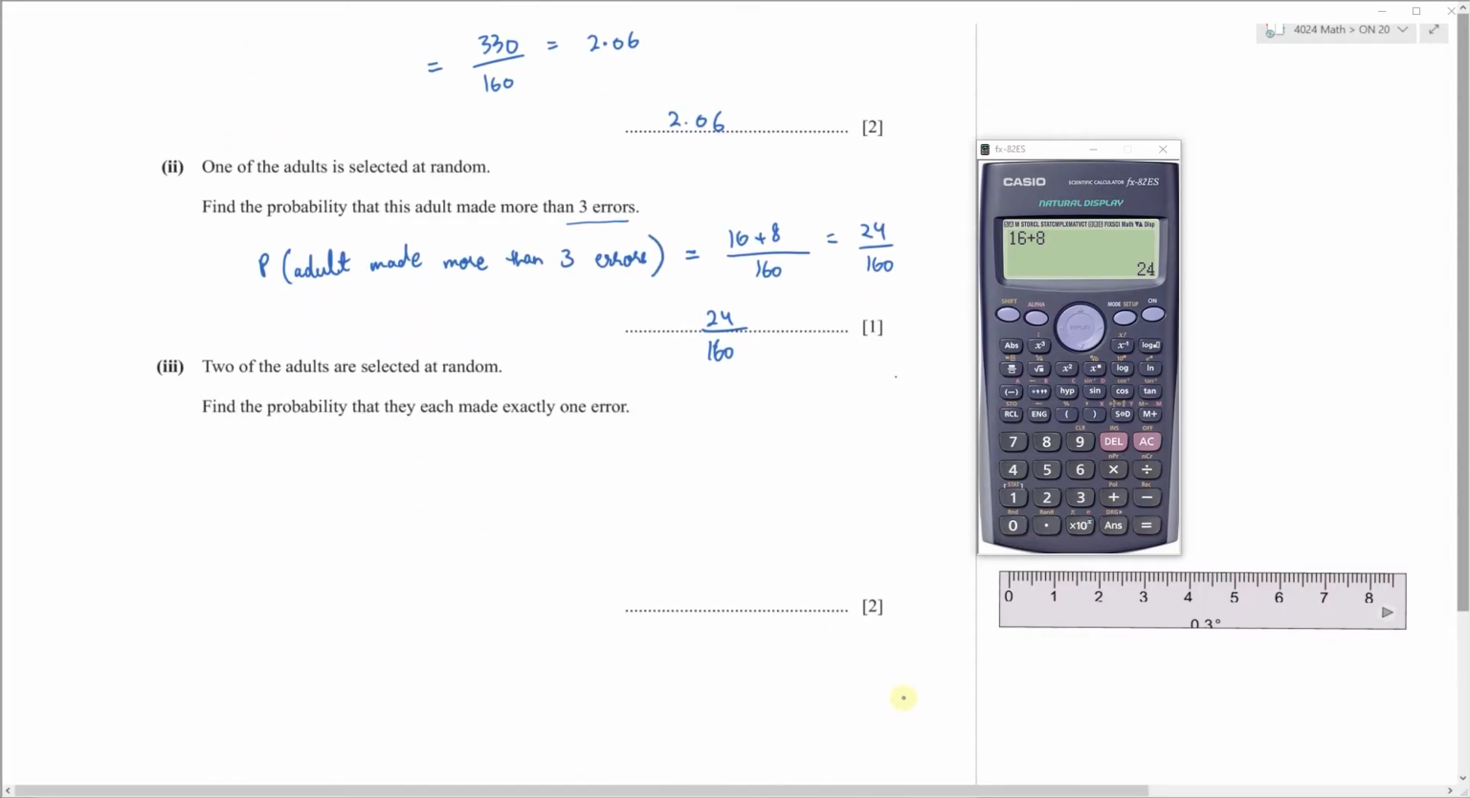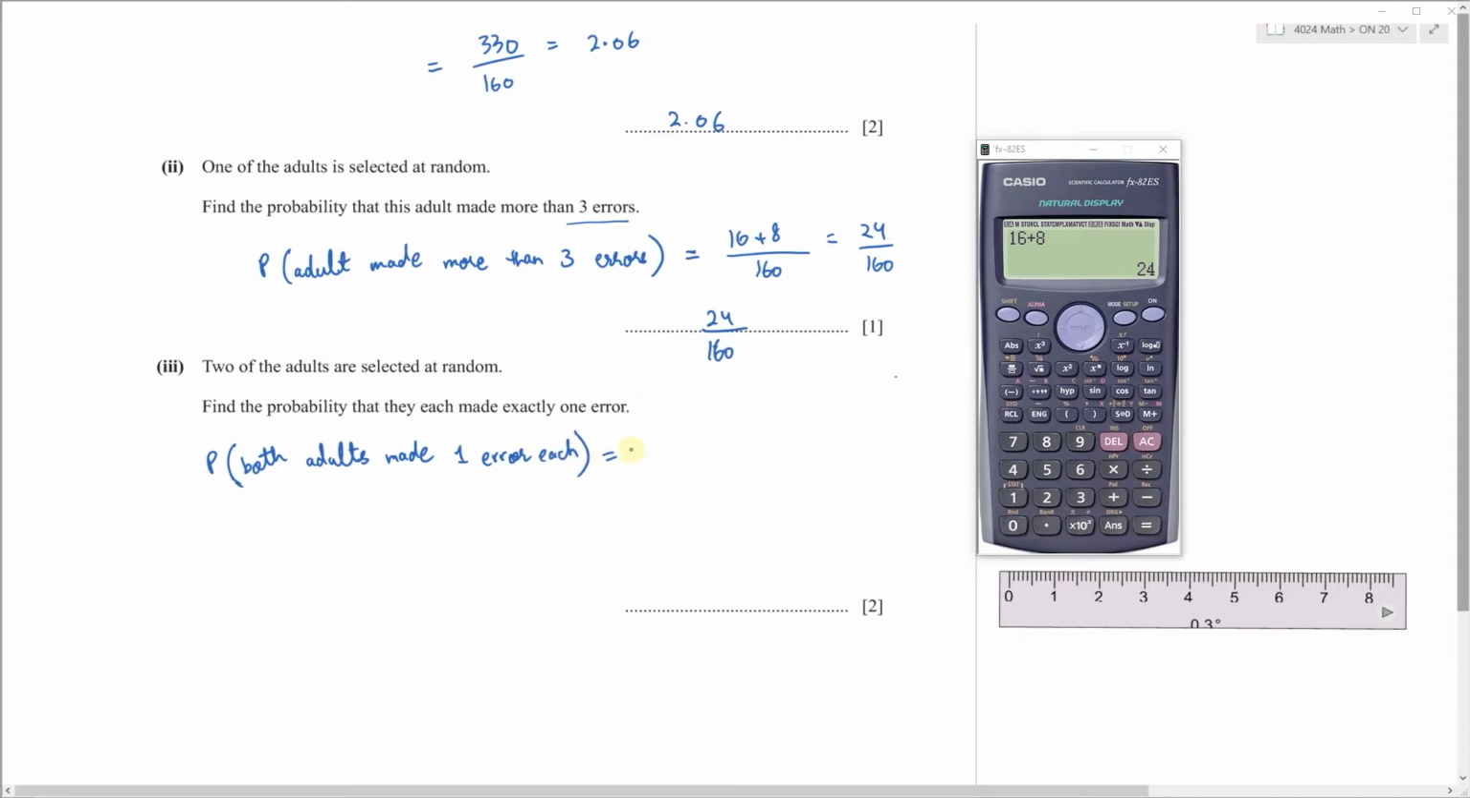Part 3 is, two adults are selected at random. Find the probability that they each made exactly one error. So that means the probability that both adults made one error each.